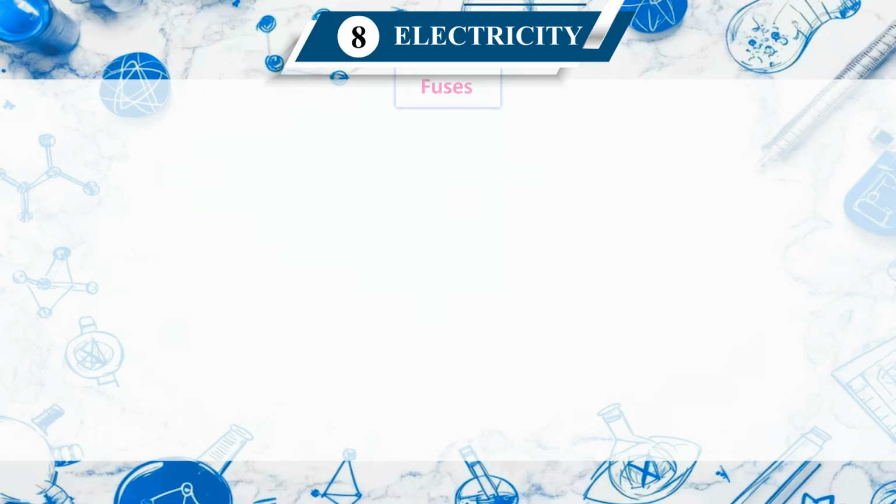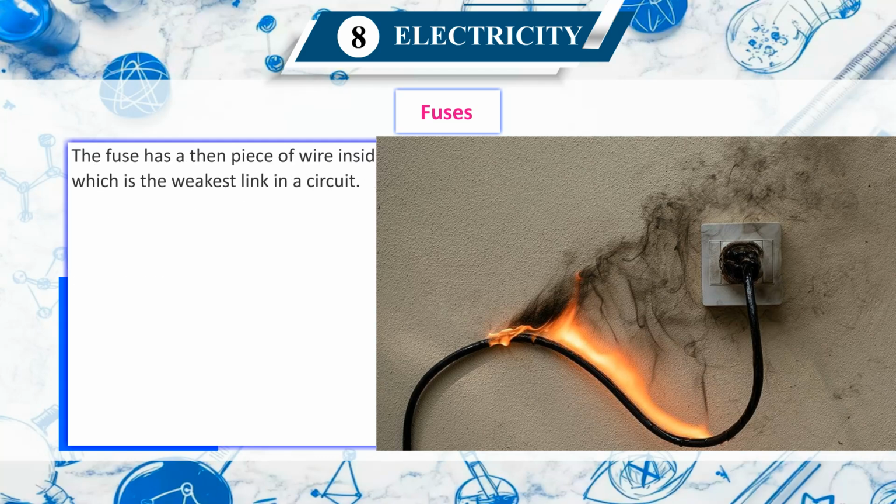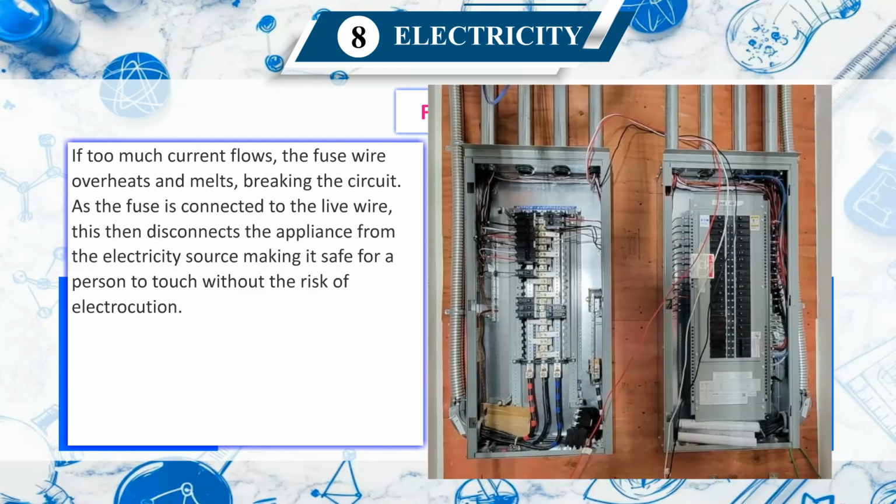Electrical safety devices. Fuse. If an appliance develops a fault, the current may become too high. This would cause the wires in the flex to get hot and might cause a fire or damage components within the appliance. Every 3-pin plug has a fuse connected to the live wire. The fuse has a thin piece of wire inside it, which is the weakest link in the circuit. If too much current flows, the fuse wire overheats and melts, breaking the circuit. As the fuse is connected to the live wire, this disconnects the appliance from the electricity source, making it safe for a person to touch without the risk of electrocution.